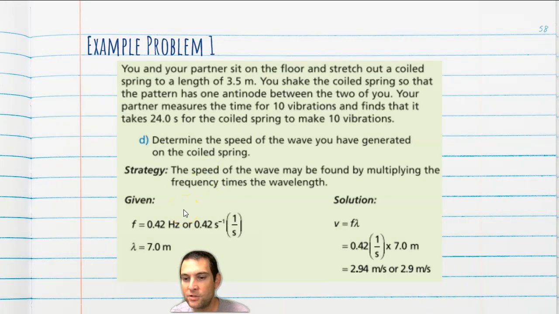Determine the speed of the wave you've generated on the coil. We're going to use the speed equation, which is v equals f lambda, and then substitute in what we have found. We already know that f is 0.42. We know the wavelength is 7 meters. So we get the speed 2.94 meters per second, or 2.9 if we are accounting for sig figs.